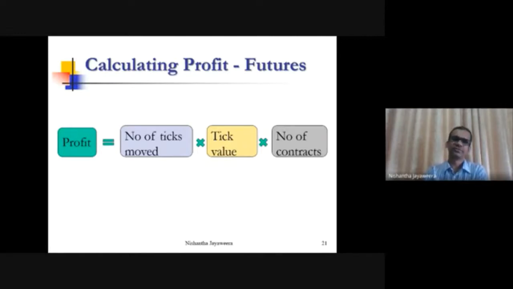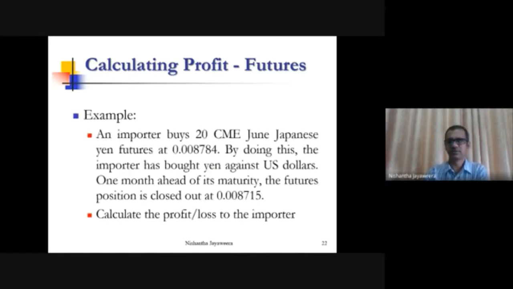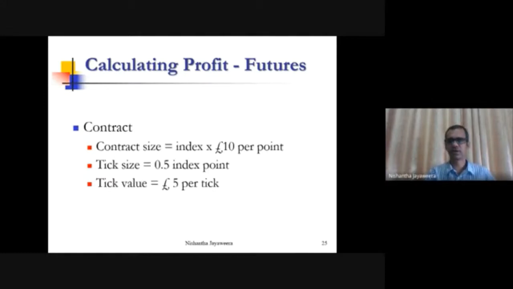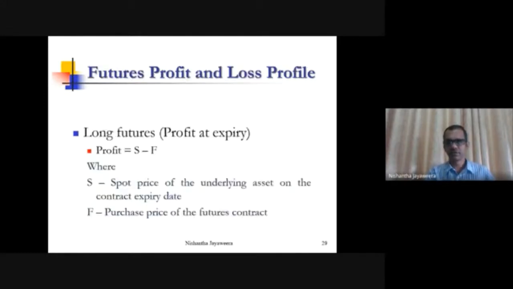You know, if you buy something, if price goes up, then you make a profit. If price goes down, you make a loss. If you sell something, price goes up, you lose. Price goes down, you make a profit. So you can use your common sense to get that. So we did few examples of how to calculate profit and loss.